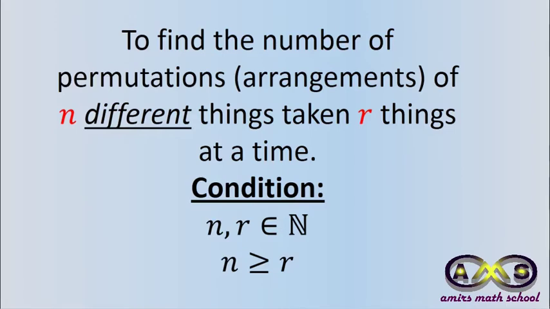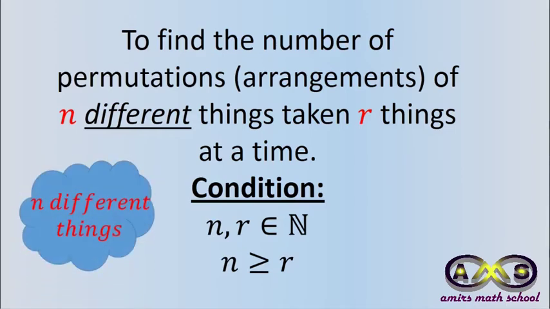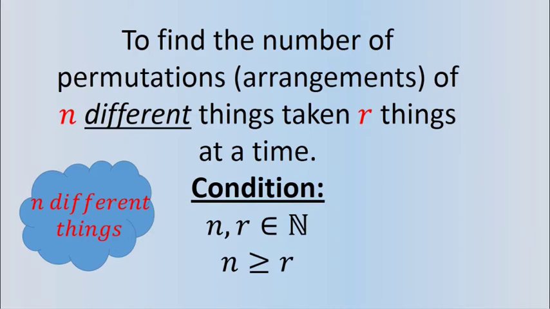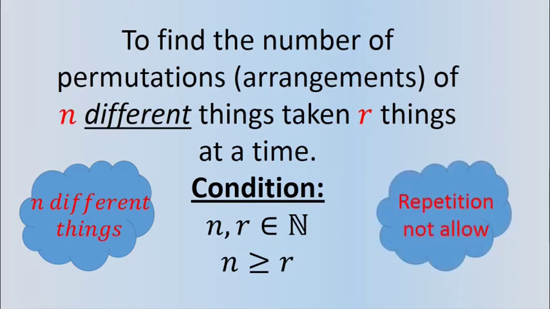Here the important factor is n different things, which is mandatory, and repetition is not allowed. When these two conditions are satisfied, then we can use this formula.